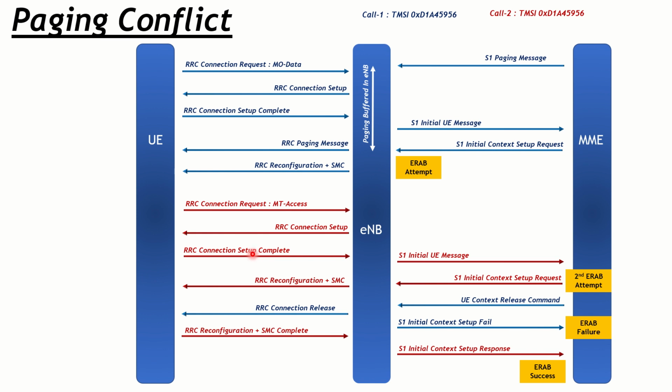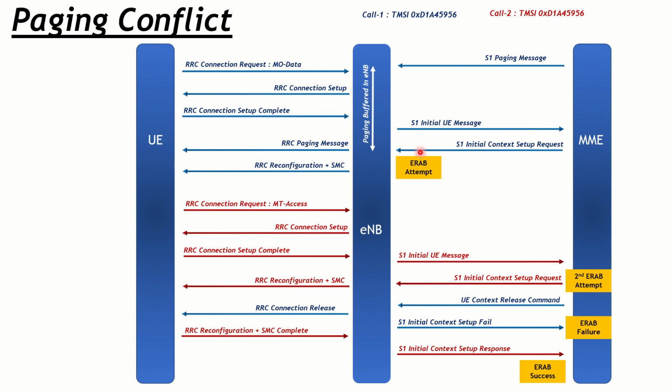Now consider this scenario. This UE sent an RRC connection request, MO data, mobile originating data, and then the eNode B will set up the RRC with RRC connection setup, and then RRC connection setup complete. RRC is completed over here, and then the eNode B will send S1 initial UE message to the MME. MME sends S1 initial context setup request, and the eNode B will peg ERAB attempt over here. Now after this, the eNode B will send RRC connection reconfiguration plus security mode command to the UE, and that is how the call flow works.